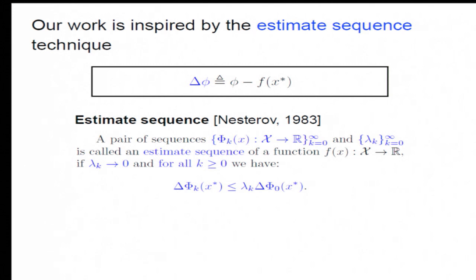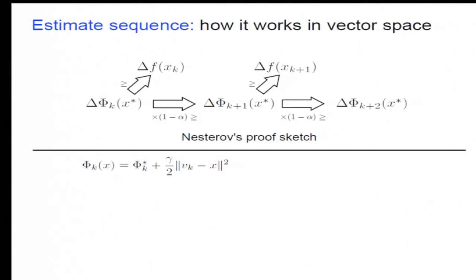First, we define the delta phi as the gap between phi and f's optimal value. Then an estimate sequence of f is defined as a pair of sequences phi k and lambda k, where lambda k goes to 0 and phi k is always upper bounded by lambda k times phi 0, delta phi 0. So with the definition, let's see how it works in vector space.